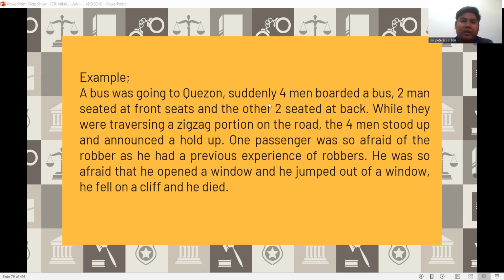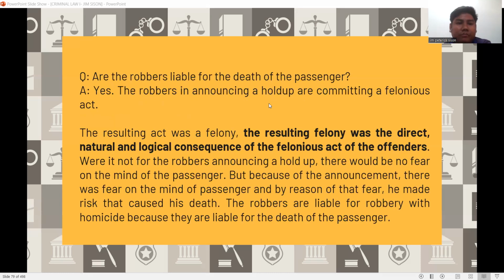So example, okay? A bus was going to Quezon. Suddenly, four men boarded the bus. Two men seated at the front seats and the other two seated at the back. While they were traversing a zigzag portion of the road, the four men stood up and announced a holdup. One passenger was so afraid of the robbers as he had previous experience of robbers. He was so afraid that he opened a window and jumped out of the window. He fell on a cliff and he died. Now, are the robbers liable for the death of the passenger?